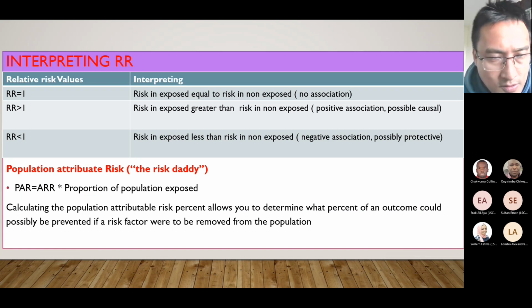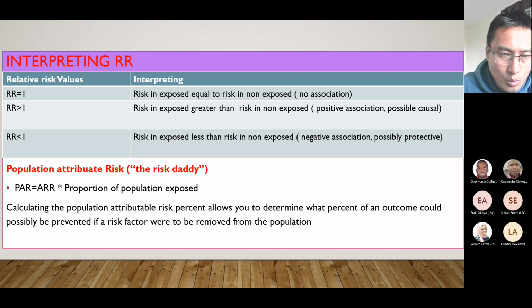Now there are some interpretations of RR, which is the relative risk. Relative risk is, in simple terms, the risk in the exposed relative to the non-exposed. So if you get equal to 1, that means the risk in the exposed is equal to the non-exposed. If you get a score more than 1, it means the risk in the exposed is greater than in the non-exposed. Similarly, you can make another interpretation. If it is less than 1, you can say the risk in the exposed is less than the non-exposed. There's another term called population attributable risk, which is also known as risk daddy.